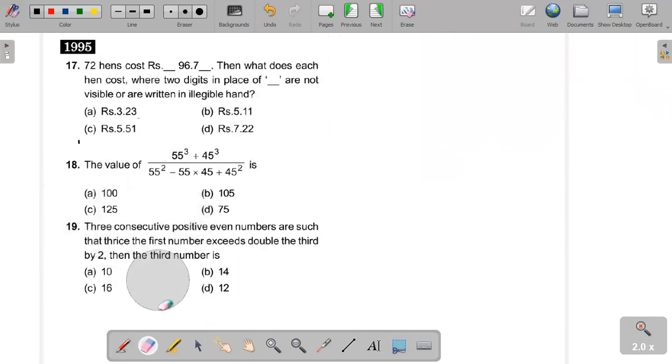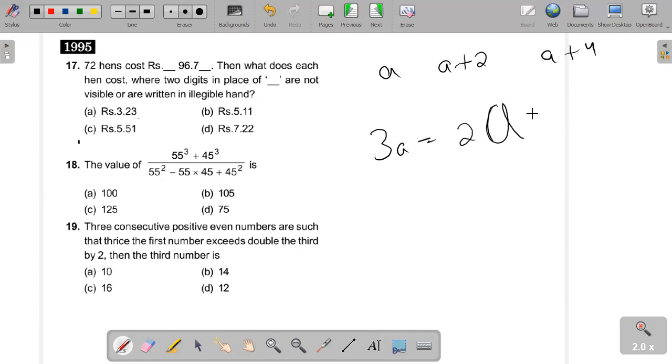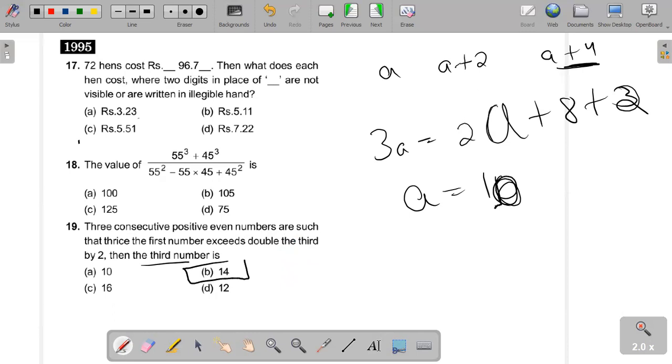Three consecutive positive even numbers, consecutive and even, so a, a plus 2 and a plus 4, such that thrice the first number exceeds double the third number by 8. So a would be 11. But a would be 11, that would not be possible because it is an even number. So double the third by 2, it is 2, so we would get this as 10. So the third number would be 10 plus 4, that is 14.